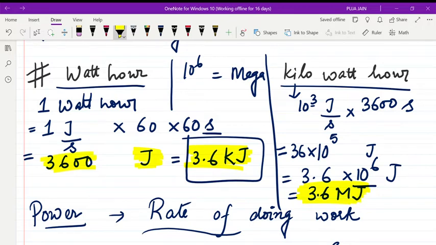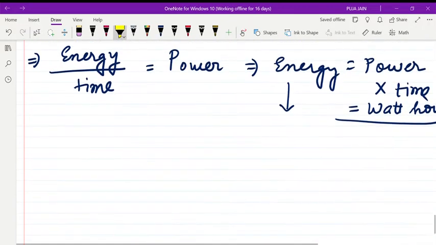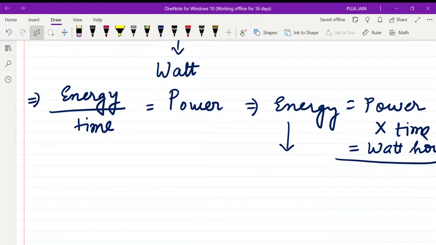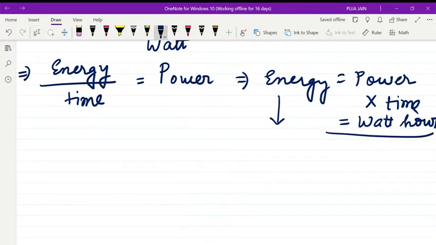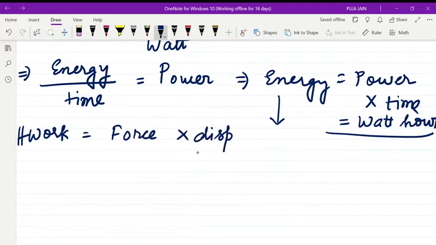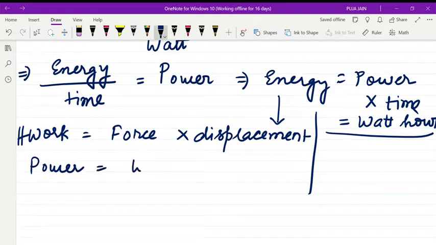Okay. Now our next concept was power. So we understood the mathematical statement, that is work by time. We also know that work is equal to what? Force into displacement. In the previous lecture I told that work is force into displacement in the direction in which force is applied. So power is equal to what? Work by time, rate of doing work.